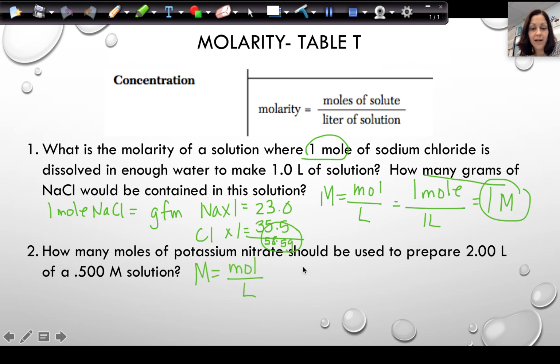And if they ask you a question backwards, again, molarity equals moles over liters. How many moles of potassium nitrate can be used to prepare 2 liters of a 0.5 molar solution? That means that the X is my potassium nitrate. 0.5 equals X over 2. If we cross multiply, we get X equals 1 mole.